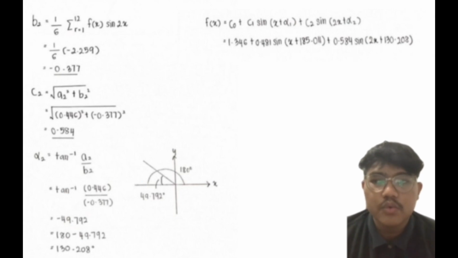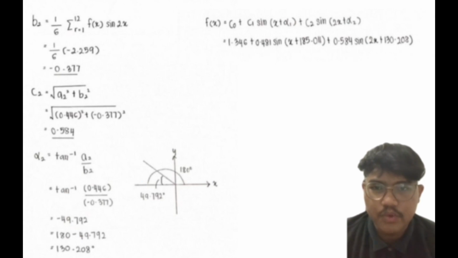And then we need to find b2. B2 equals 1 over 6 multiplied by the summation of fx sine 2x, and we get the value negative 0.377. And then we need to find the value of C2. C2 equals the square root of A2 squared plus B2 squared. And then we get the value 0.584.